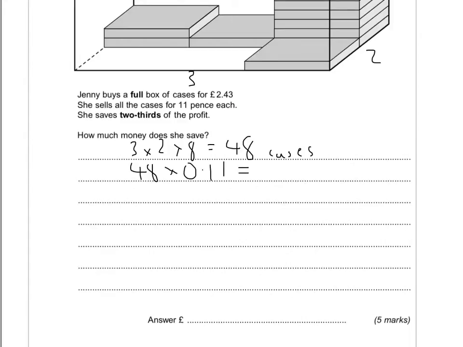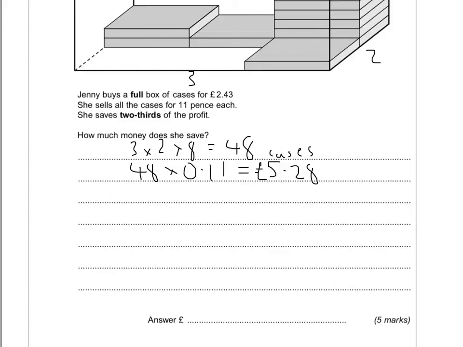Again, you can use a calculator, but that's not too bad a sum because it's easy to work out 0.1, which is a tenth, and add on a hundredth as well. You get £5.28. I'll just keep track of my units as I go. So she's already made a profit here. Okay, so she has spent £2.43 and she's made £5.28.